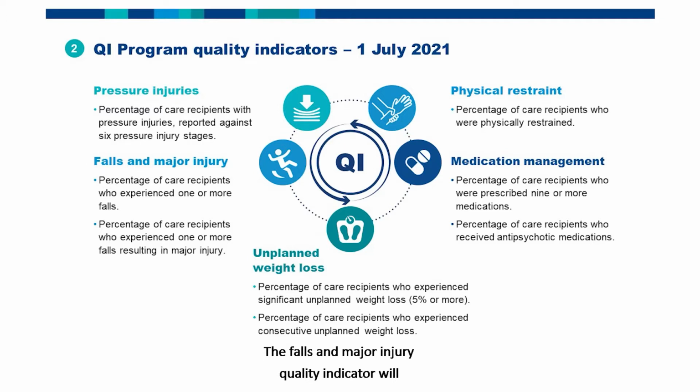The falls and major injury quality indicator will report across 2 categories, including the percentage of care recipients who experience 1 or more falls and the percentage of care recipients who experience 1 or more falls resulting in major injury. Finally, the medication management quality indicator will report across 2 categories, including the percentage of care recipients who were prescribed 9 or more medications, and the percentage of care recipients who received antipsychotic medications.